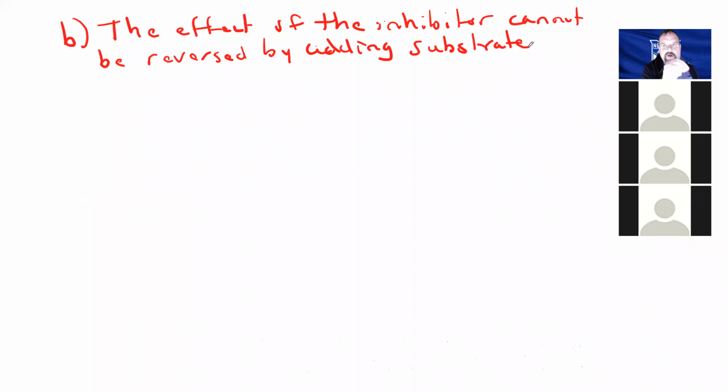If that inhibitor is attached to the enzyme and the shape of the active site is distorted, you could add substrate all day long. That substrate is not going to be able to bind to the active site on the enzyme. And therefore, this statement here is reflective of non-competitive inhibition.